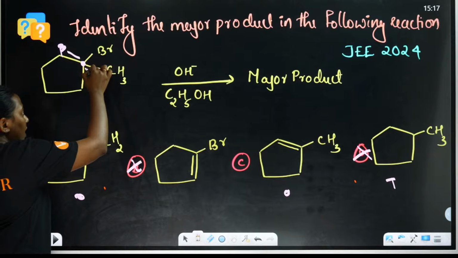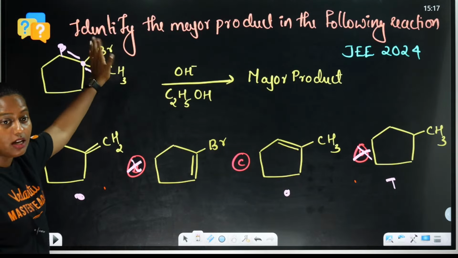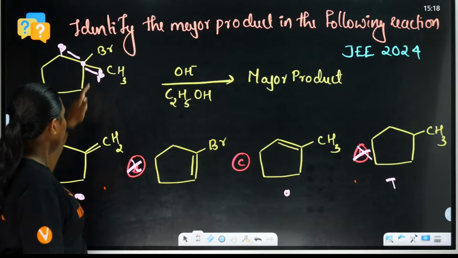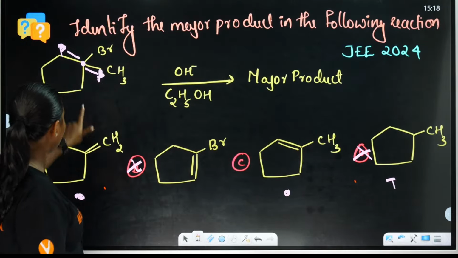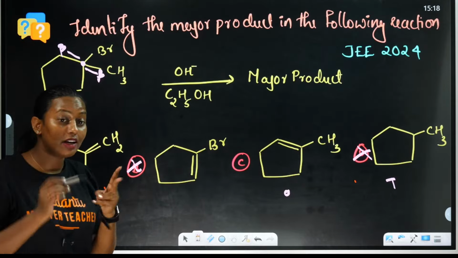டபுள் பாண்ட் வரும். அப்போ இதில் ஏதாச்சும் carbon, இதில் ஏதாச்சும் compound-ல் என்ன branch-ல் double bond வரலாம். So இதுவும் இருக்குது option. இங்கேயும் double bond வரலாம், இல்லைனா இங்கேயும் வரலாம். So double bond-ஓட ரெண்டு rule இருக்குல்ல.